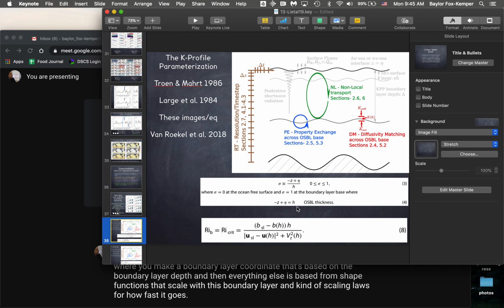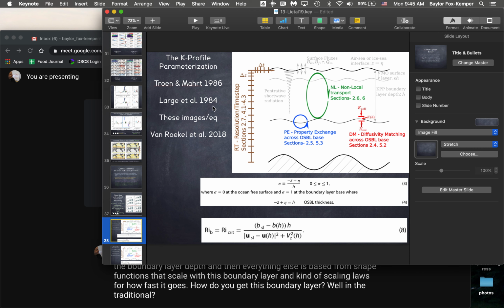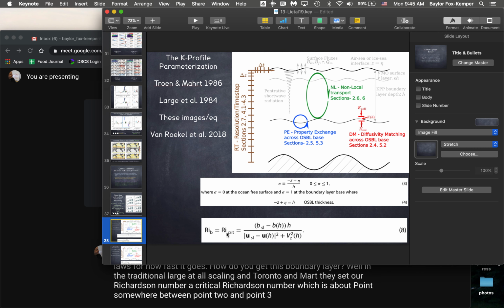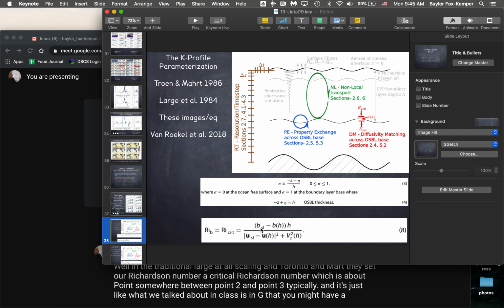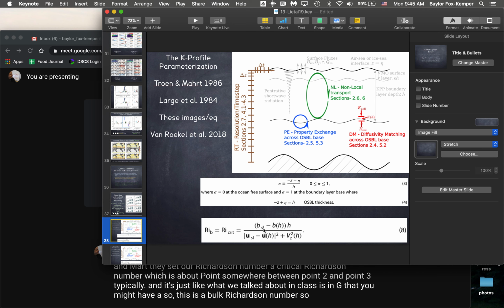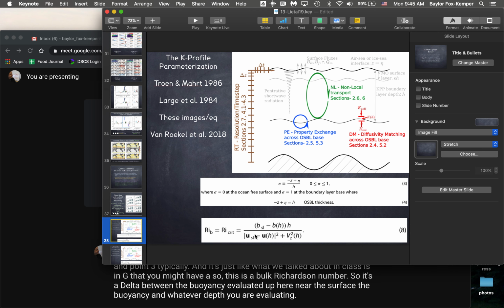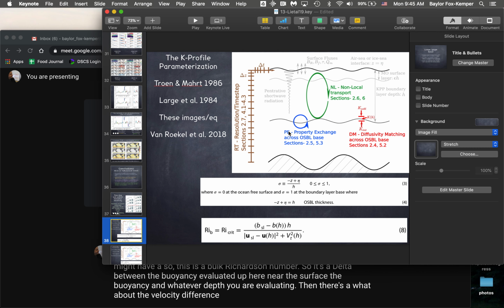How do you get this boundary layer? Well, in the traditional Large et al. scaling and Troen and Mahrt, they set a critical Richardson number, which is somewhere between 0.2 and 0.3 typically. And it's just like what we talked about in class. This is a bulk Richardson number, so it's a delta between the buoyancy evaluated near the surface and the buoyancy at whatever depth you're evaluating. Then there's the velocity difference between the surface and whatever depth you're evaluating. And then you might have some unresolved shear.